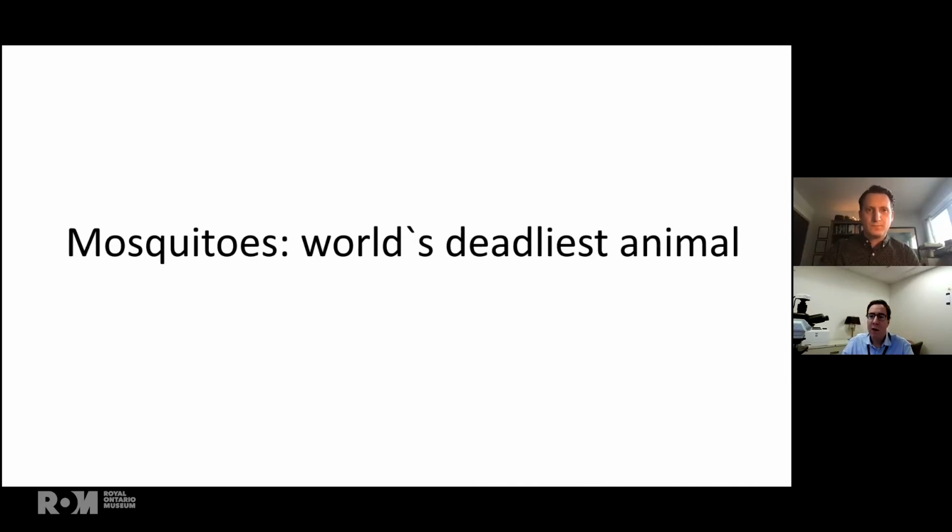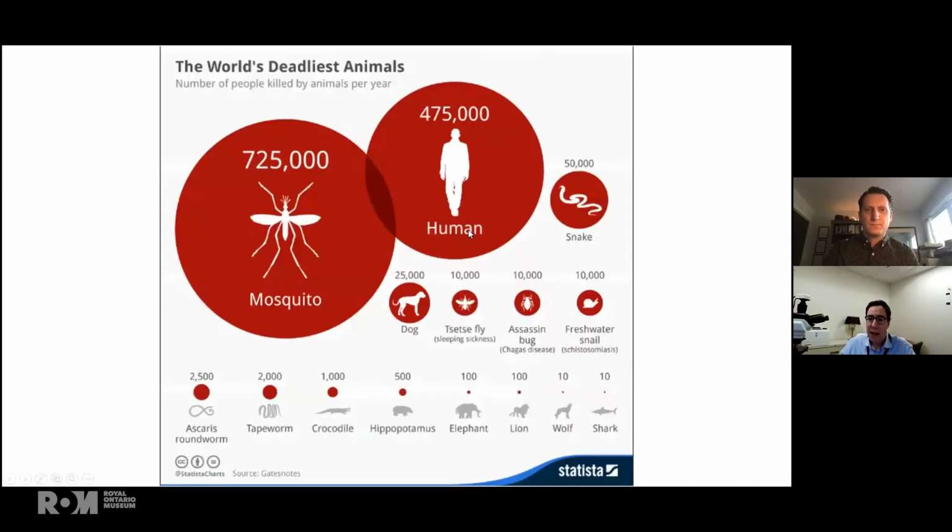So when they feed on blood in humans, they may transmit disease, and for that reason, they cause a lot of death around the world. You would be surprised, but mosquitoes are the number one killer among animals, and this is mostly because they transmit diseases like malaria, right, and Chagas disease and sleeping sickness, etc.